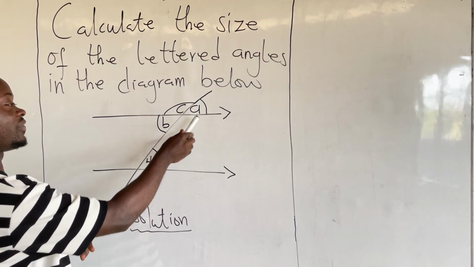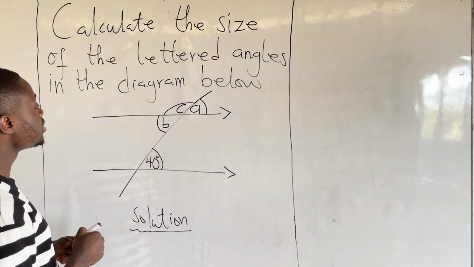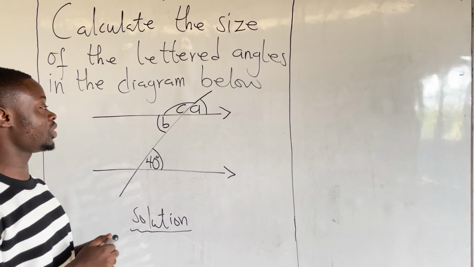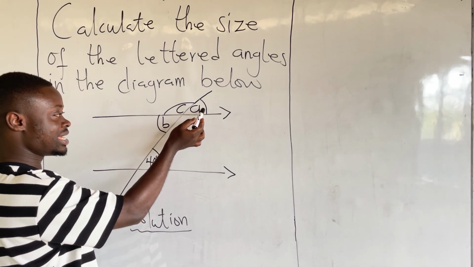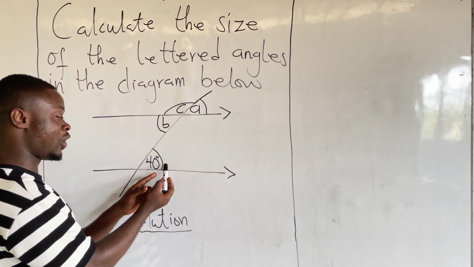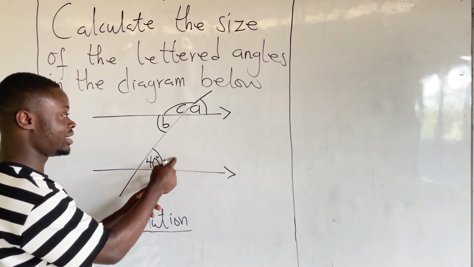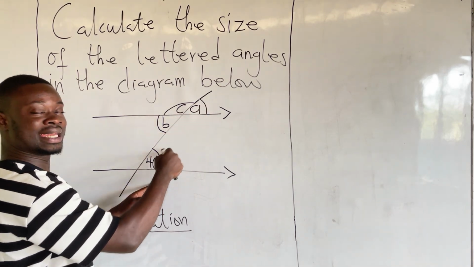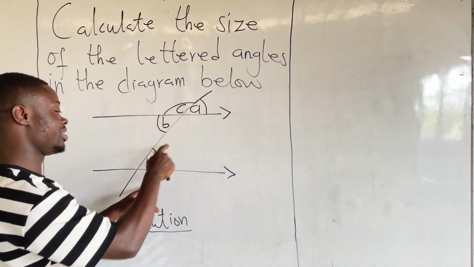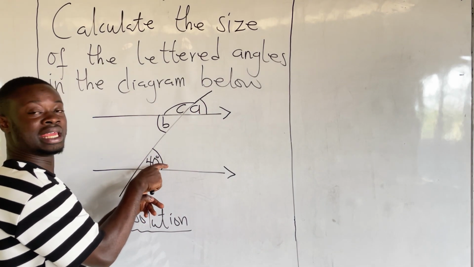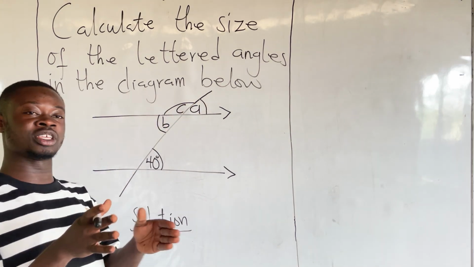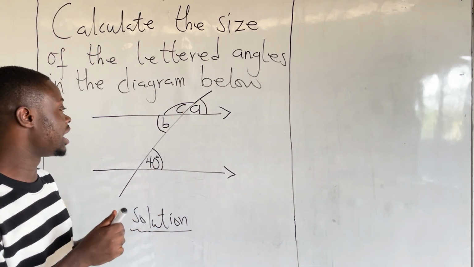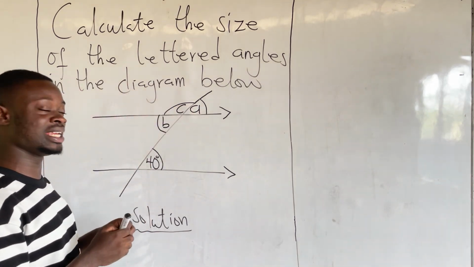First, let's find the value of A. To find the value of A, you have to know the properties. When you look at where A is and where the 40 degrees is, they are corresponding angles. The angle here and the angle down here, the 40 degrees, are corresponding angles, and we know that corresponding angles are equal. Therefore, A here is 40 degrees.